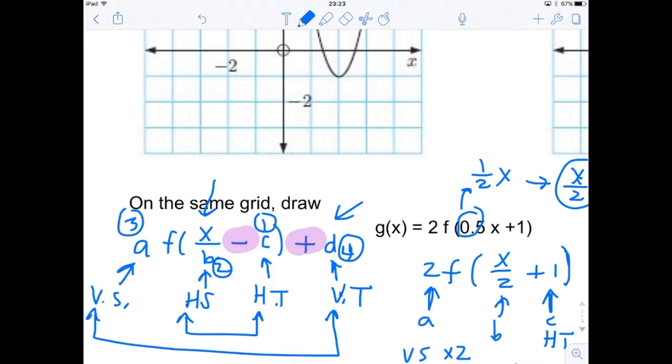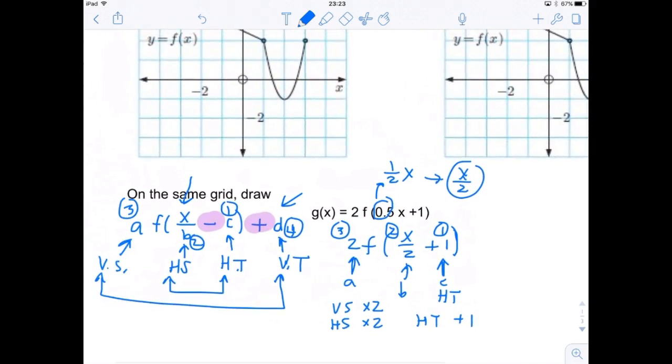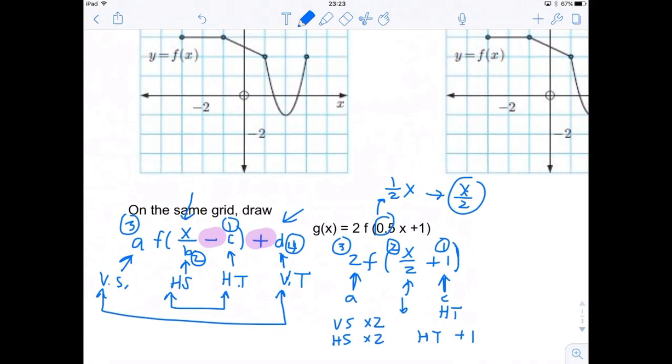Now, of course, if there's no C value, then you don't need to do that first. You would do the horizontal stretch first. Okay, so let's see what we got here. In this case, we would do this first, this second, this third, and then we don't have a vertical translation. So the first thing we're going to do is the +1 horizontal translation.